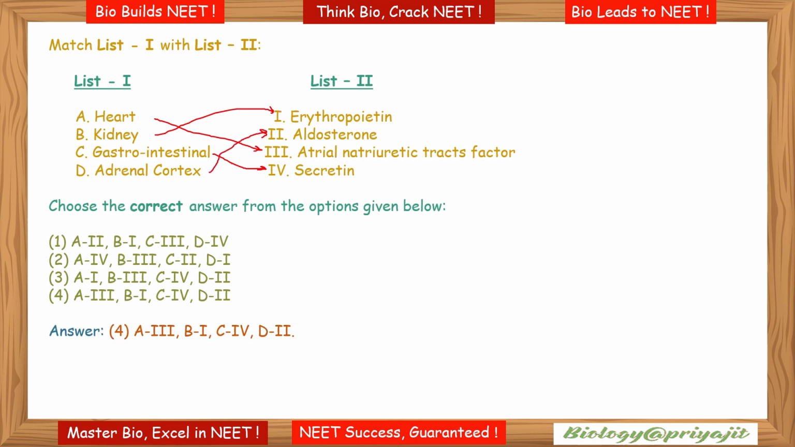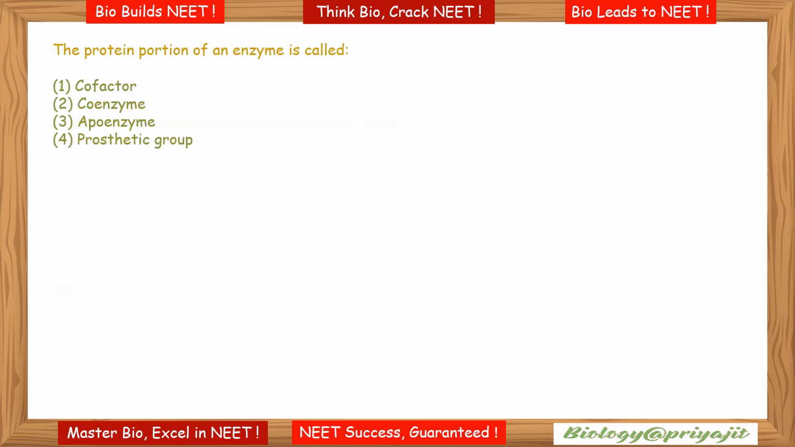So here the correct answer will be option 4: A3, B1, C4, D2. The protein portion of an enzyme is called apoenzyme.